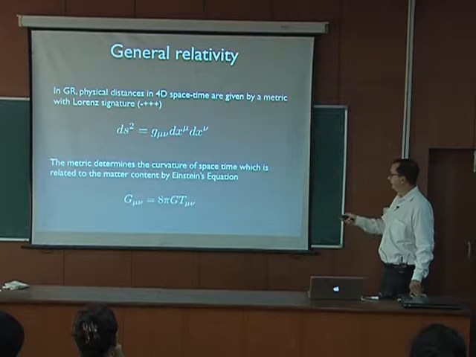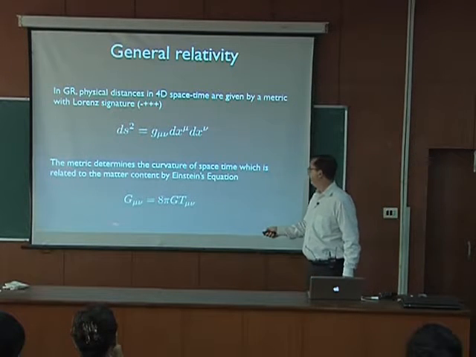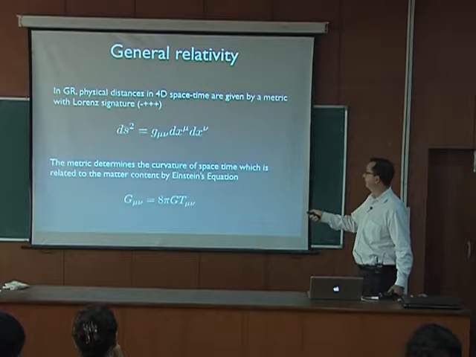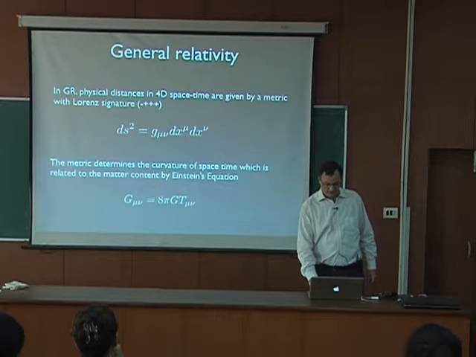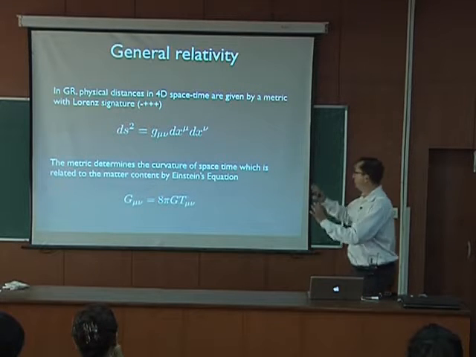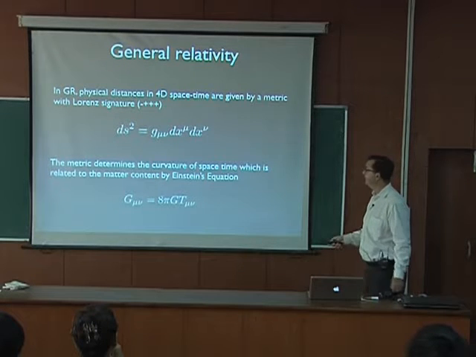Okay? And of course in general relativity we've got the Einstein equation, which relates the curvature of space-time to the energy density, or the content of space-time, characterized by the stress-energy tensor. And this G mu nu, the Einstein tensor, can be computed from the metric through a number of steps. So that's what describes the geometry of space-time, and its dynamics actually.